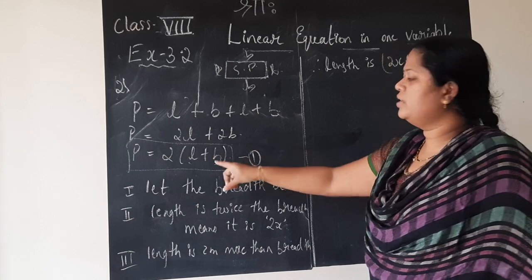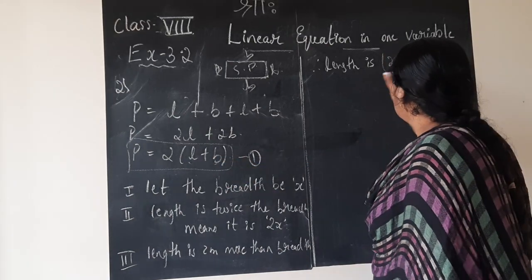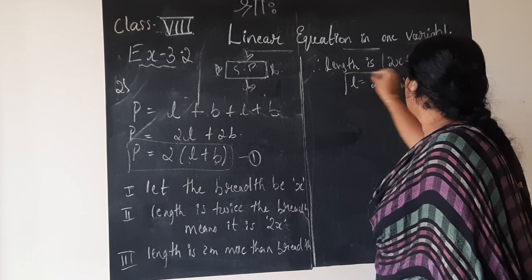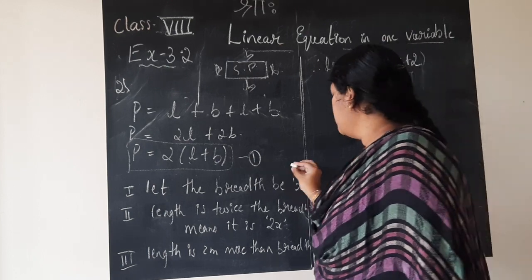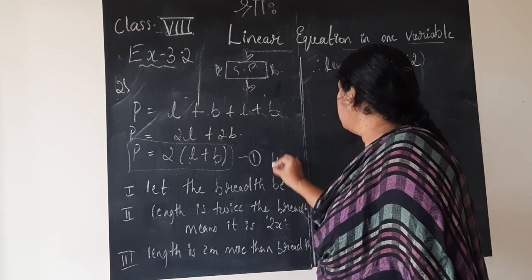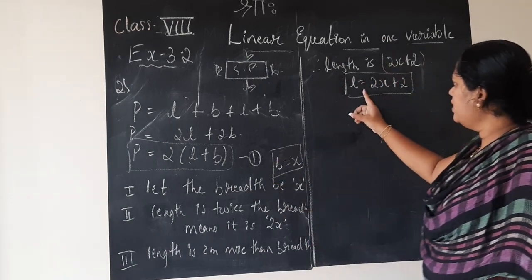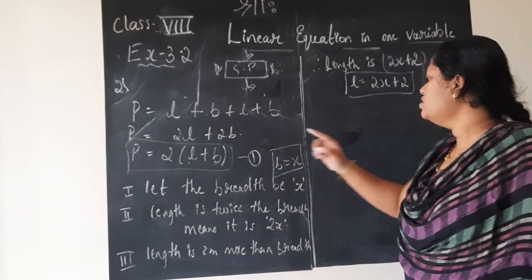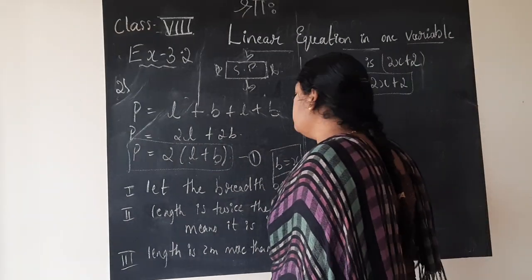I will call this formula equation 1 now. So now we know that L is 2x plus 2, and we know that breadth B is equal to x. So knowing these values of L and B, let us find out the perimeter using equation 1, children.